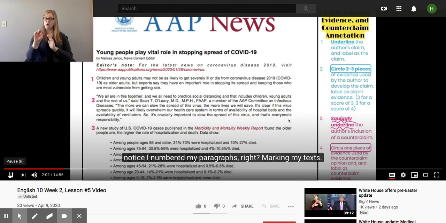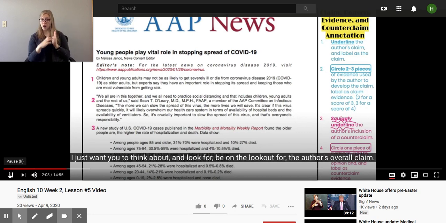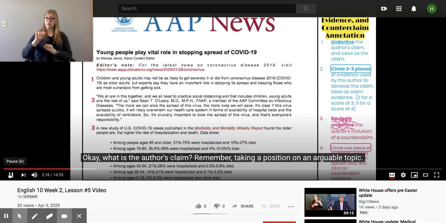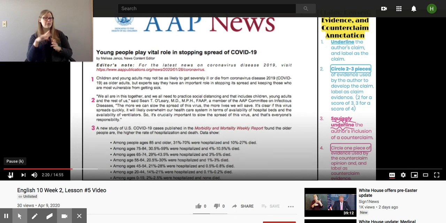Notice I numbered my paragraphs, right? Marking my text. And as we read these first 3 paragraphs, I just want you to think about and be on the lookout for the author's overall claim. Okay? What is the author's claim? Remember, taking a position on an arguable topic. So where does she state her claim? So let's go ahead and begin.